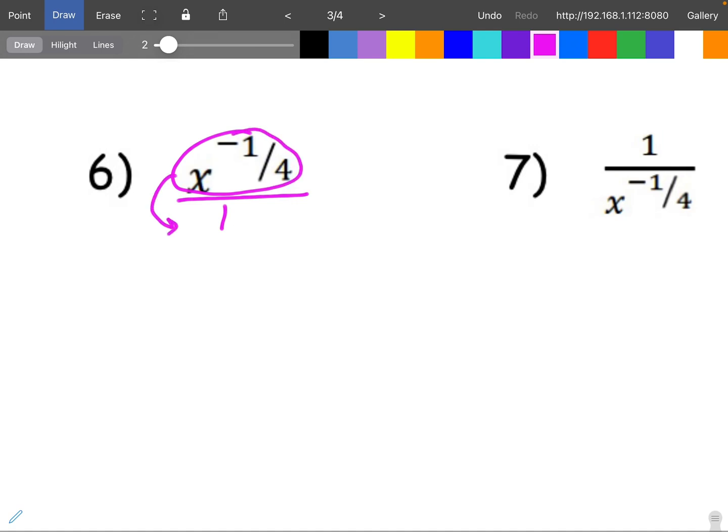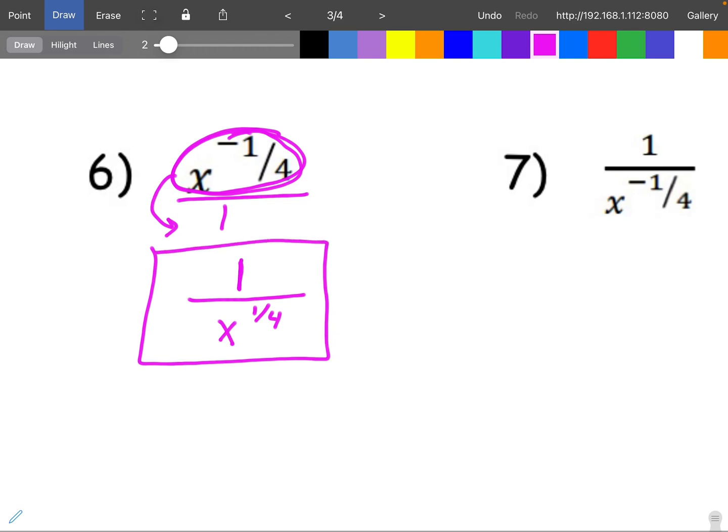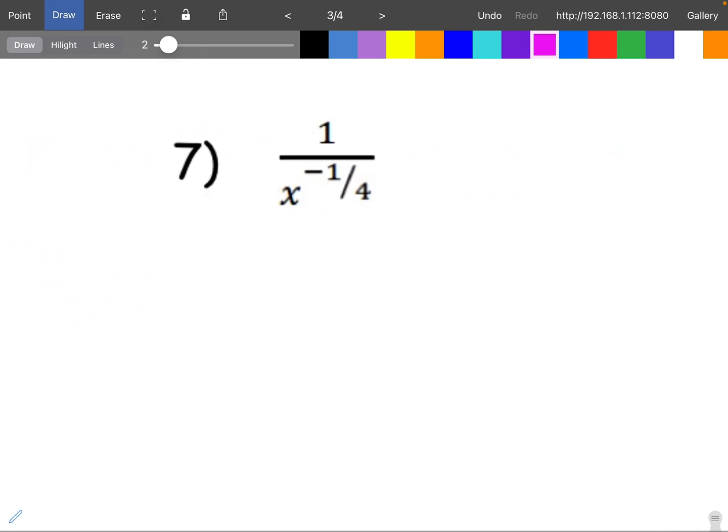So when we flip this entire thing to the bottom, then our fraction becomes 1 over x to the positive 1/4. Because if this moves to the bottom, there's nothing left other than the understood 1 on the top. When you flip that whole thing to the bottom, everything stays the same except the sign on the exponent changes. So this is really all you can do. I don't want you to write that as 1 over the 4th root of x because I can't simplify it anyway. So we're going to leave it as 1 over x to the 1/4 power.